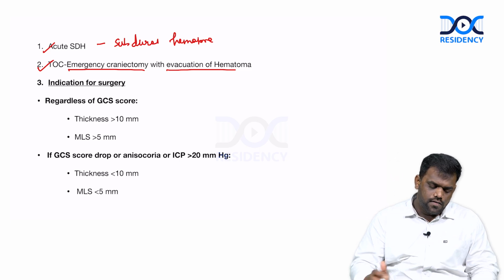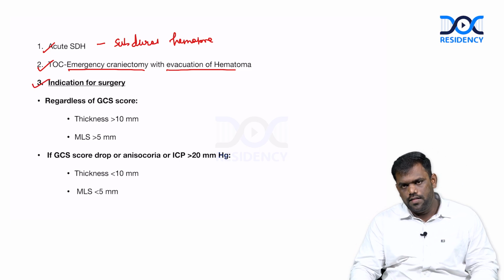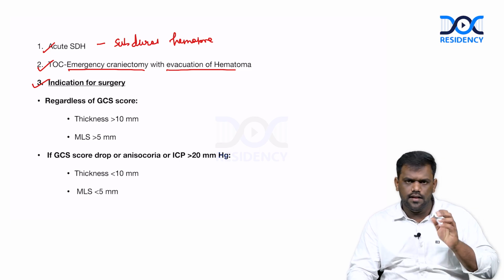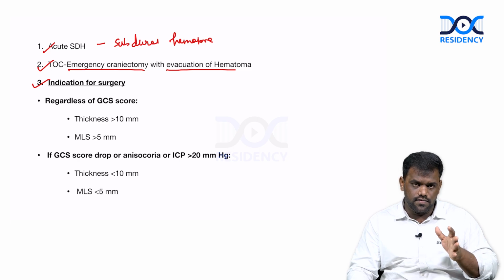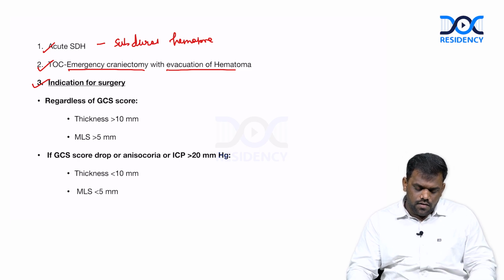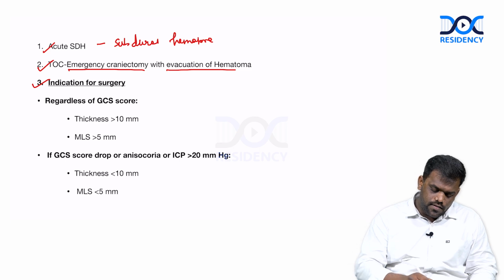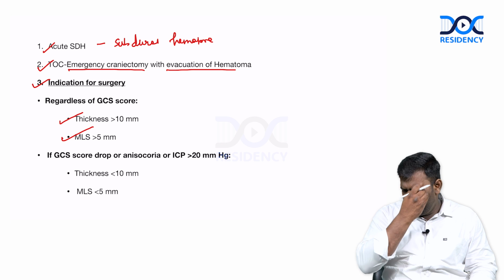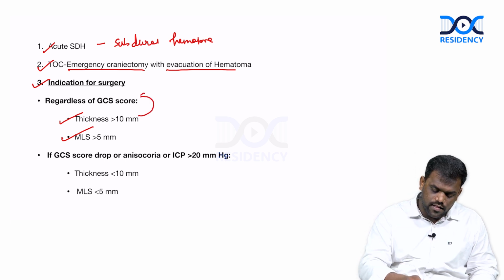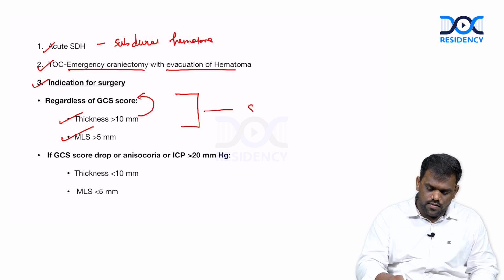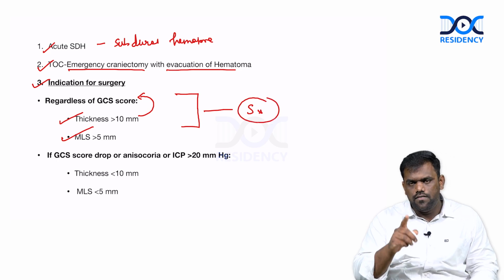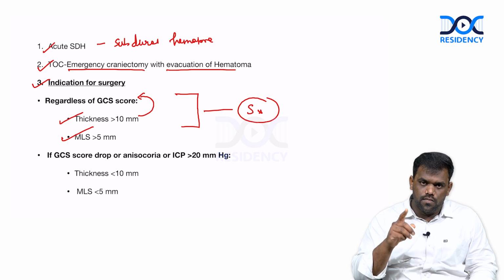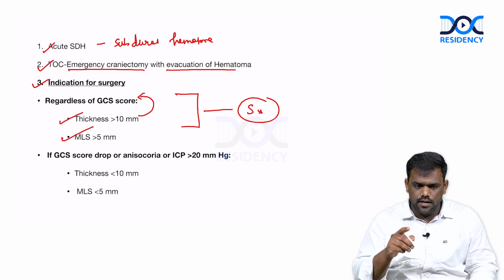So what are the various indications for surgery? Do all patients with an acute SDH need surgery? No, there are specific indications for surgery in a patient with acute SDH. Suppose the thickness of the hematoma is more than 10 mm, or the midline shift is more than 5 mm. You should not look at the GCS. That patient is taken for surgery, regardless of the GCS score.